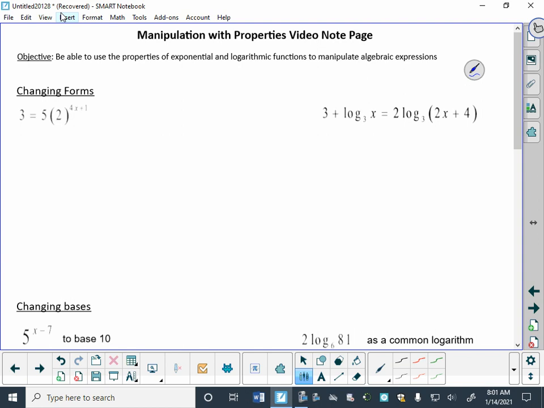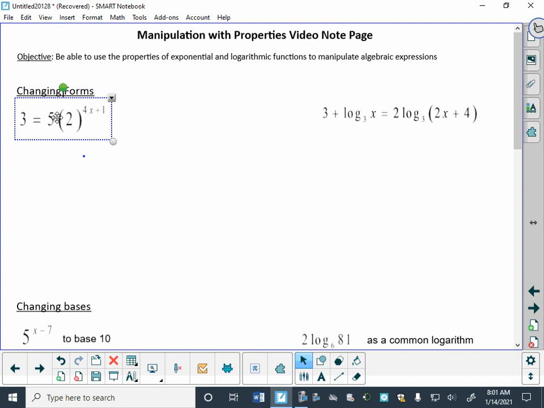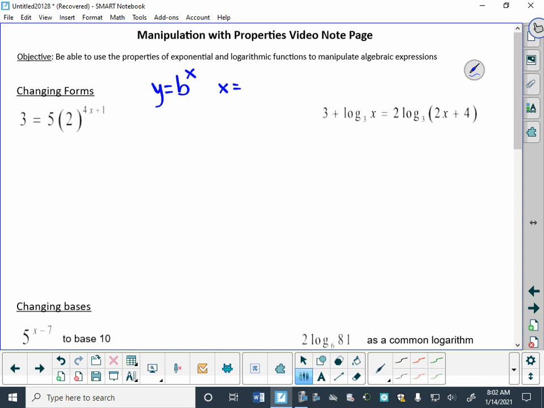So this is clearly in an exponential form to begin with here. And we want to change that into the logarithmic form. But if you remember, the way that that works, we have our y equals b to the x is the exponential form, and x equals log base b of y is the logarithmic form. And so this does not quite look like that exponential form yet.